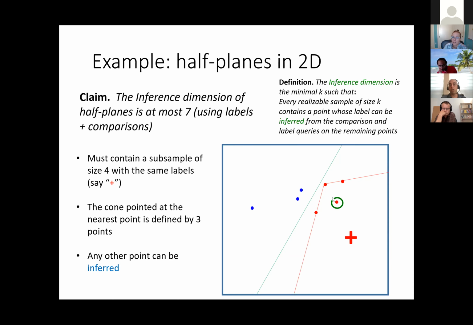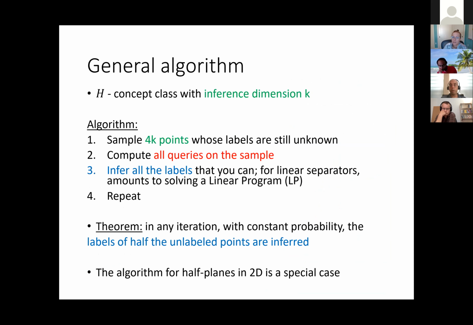And here's a general algorithm that works just based on this combinatorial dimension called the inference dimension. Let's say it's k for a concept class. Here's the algorithm. We sample 4k points whose labels are still unknown. We compute all the queries on this sample, all the labels, all the comparisons. And then we just do whatever inference we can. So we go through all the other points that we don't know the label for and ask, can I, for free, infer the label of this point, given the data that I know so far?